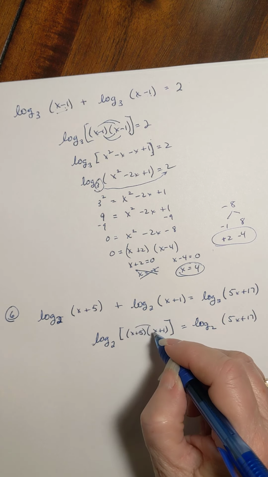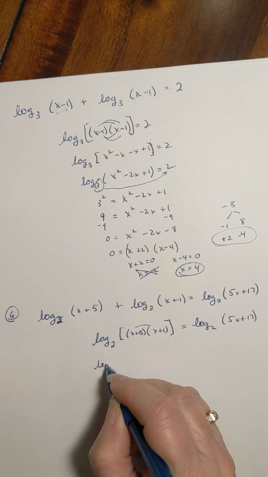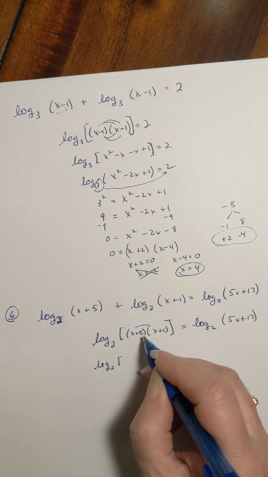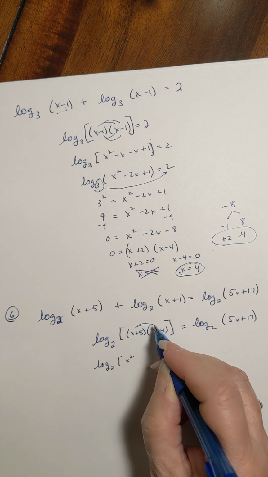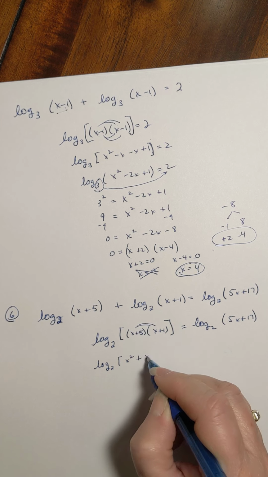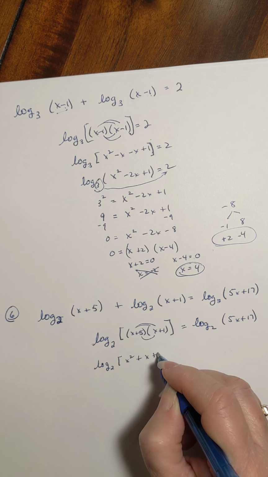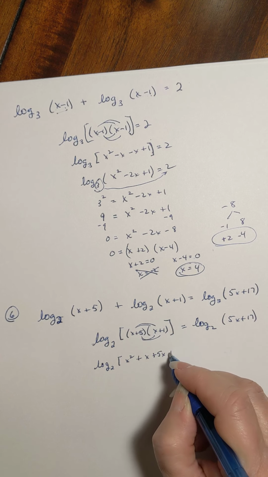So now I'm going to FOIL this out. So log to the base 2 of x times x is x squared, x times 1 is x, 5 times x is 5x, and 5 times 1 is 5.